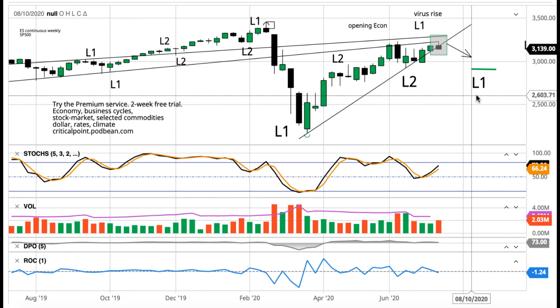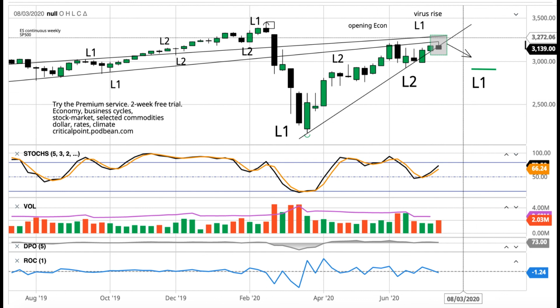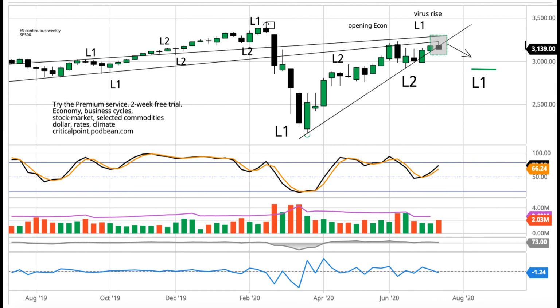So there you go. I gave you some parameters to watch out for the next 24 hours, the rest of this week. Hope it all works out for you. Manage your risk relative to analysis of others.